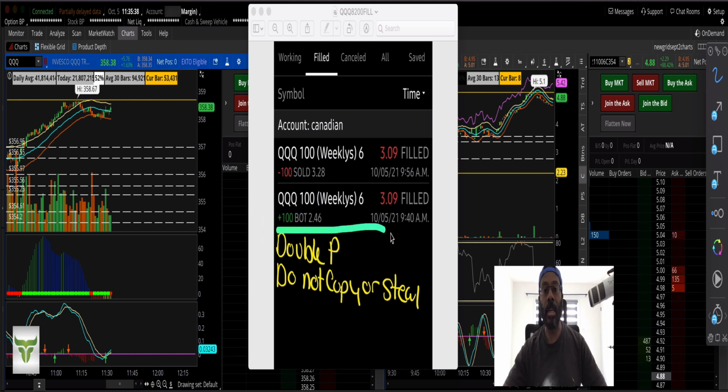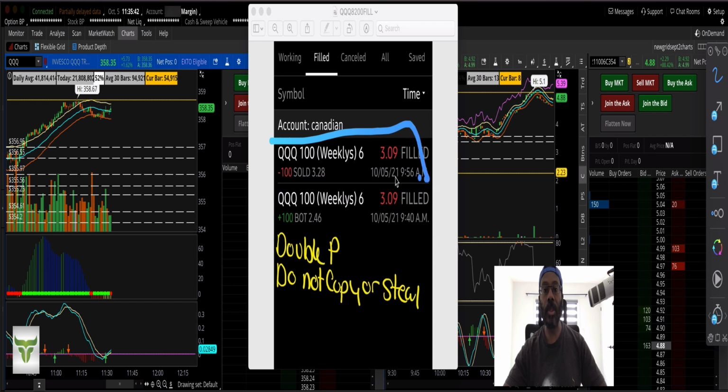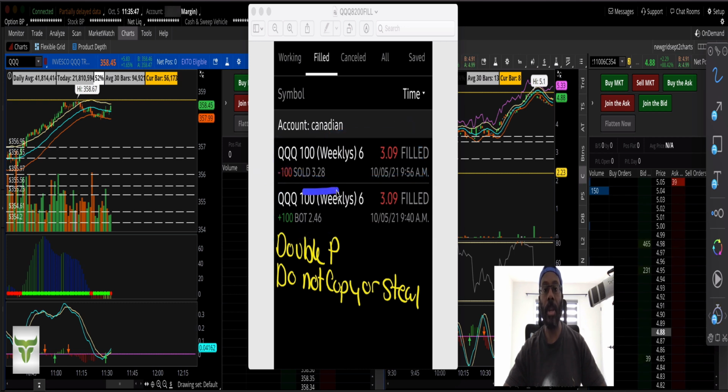So you see that right there. That's how I got filled, right? And that's when I exited my trade. You'll see it right there. Bought at 246, out at 328.